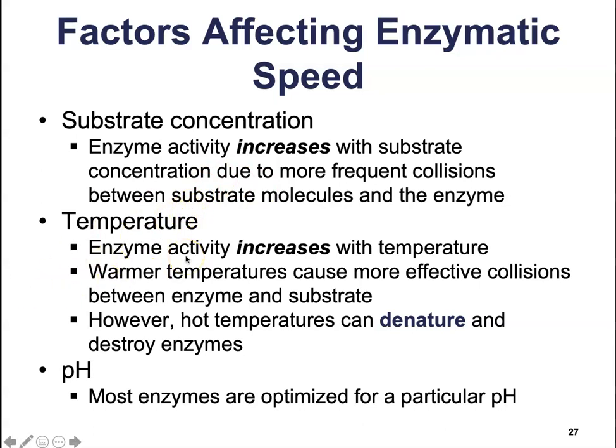Another thing that will affect enzyme activity or enzymatic speed is temperature, okay? Enzyme activity increases when temperature increases. Why? Because molecules will move around faster when the temperatures are warmer, okay? And so there'll be more effective collisions between the enzyme and the substrate. However, if the temperature gets too high, the enzyme will denature, okay? So again, most enzymes are proteins. If they're heated to too high of a temperature, what happens is they lose their shape, they denature. Remember, proteins can only function if they are folded into their proper shape. If temperature is too high and they denature, they lose that shape, okay?